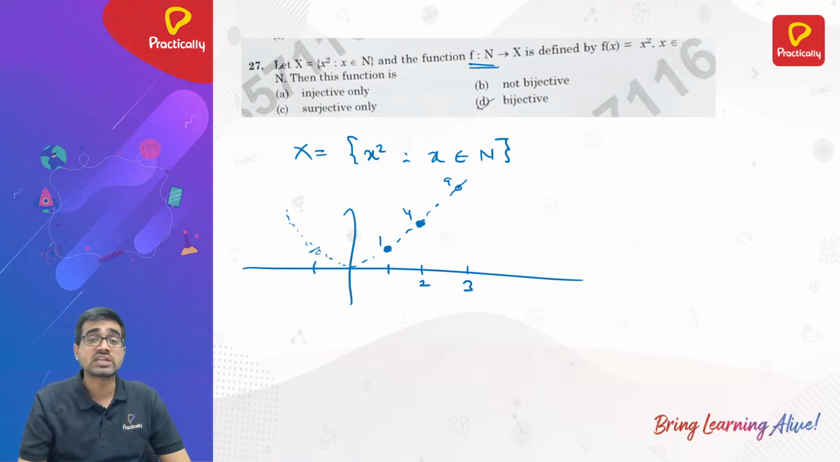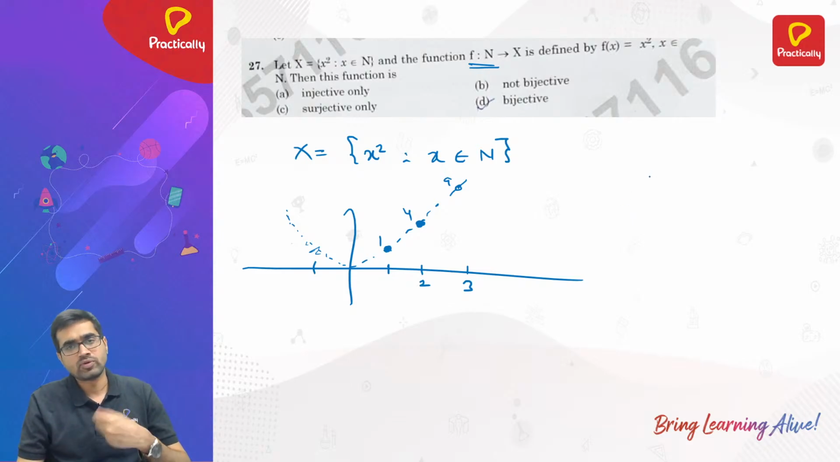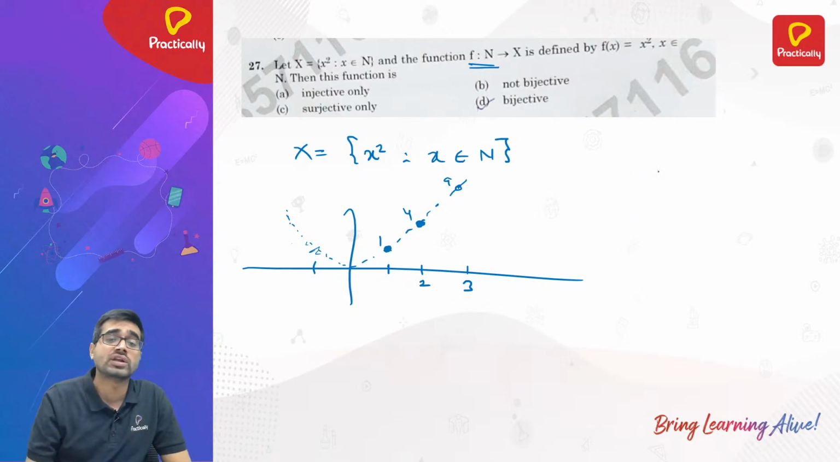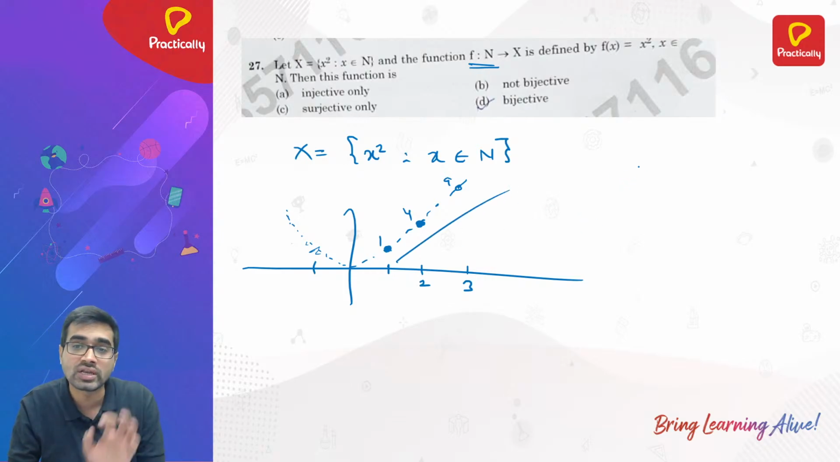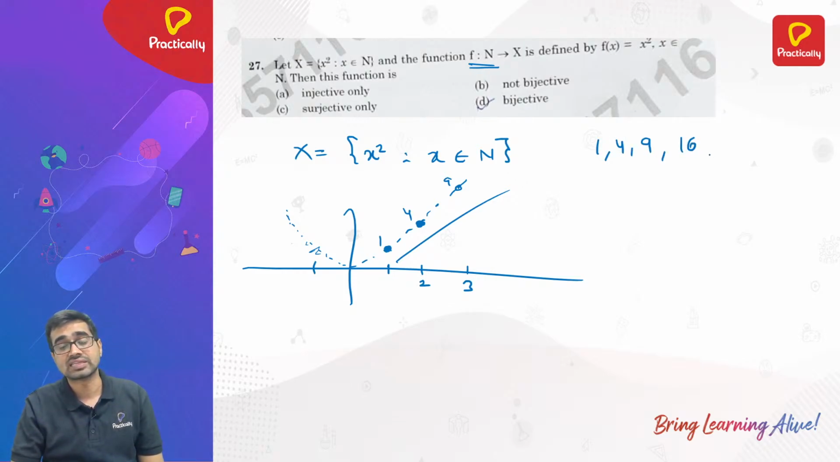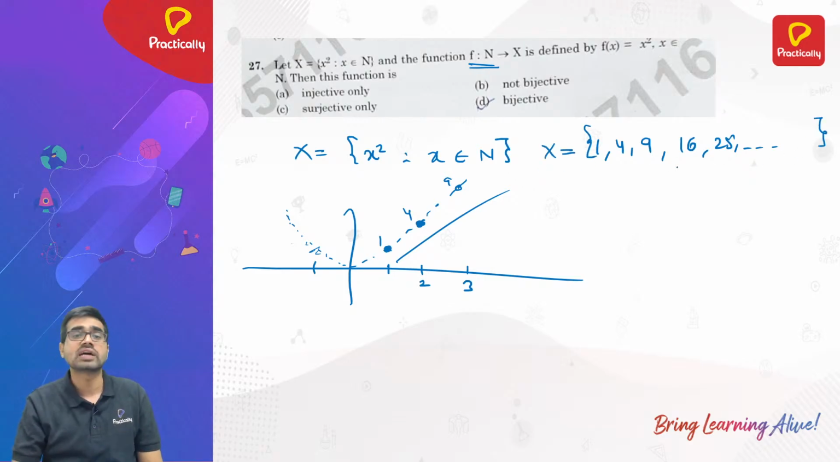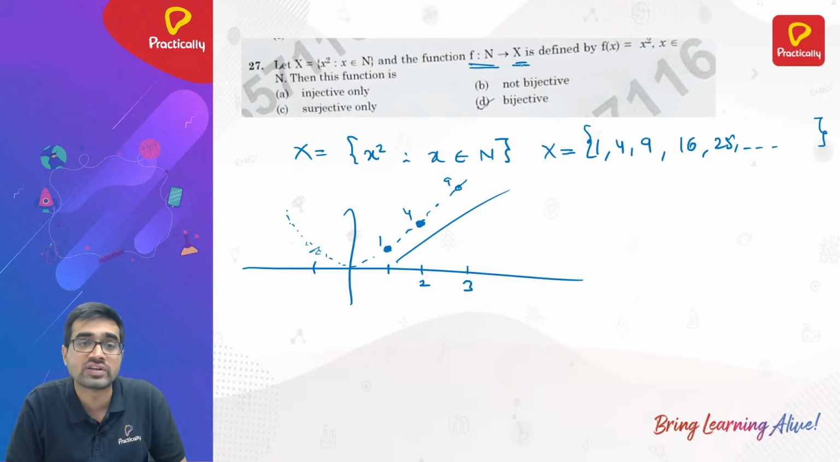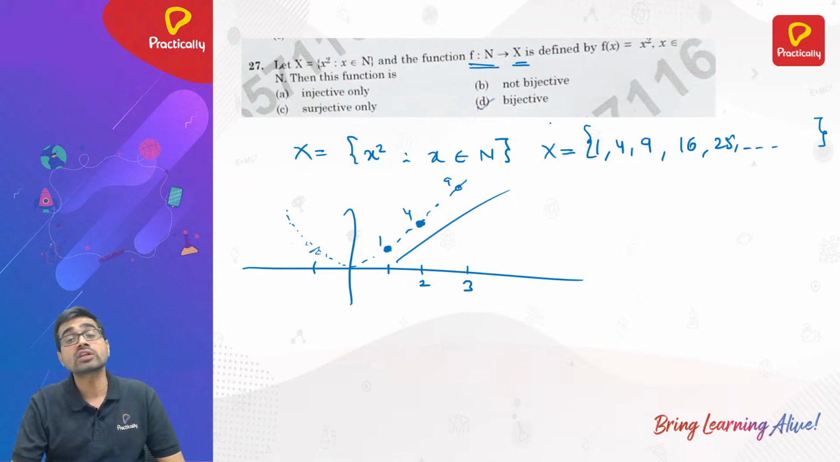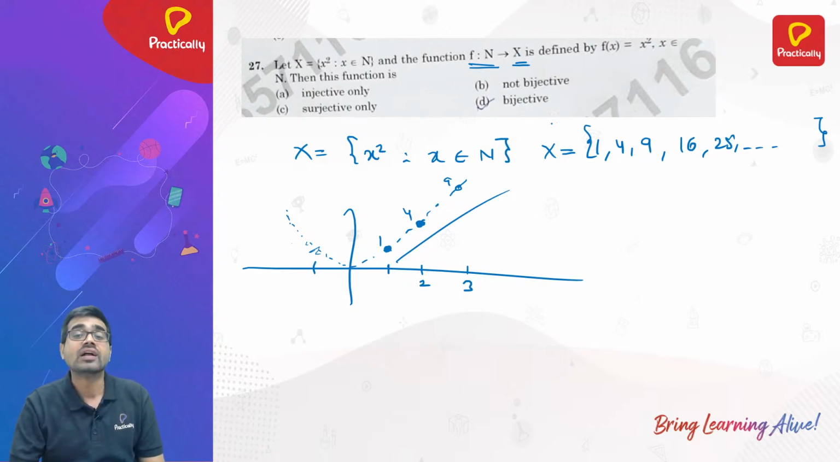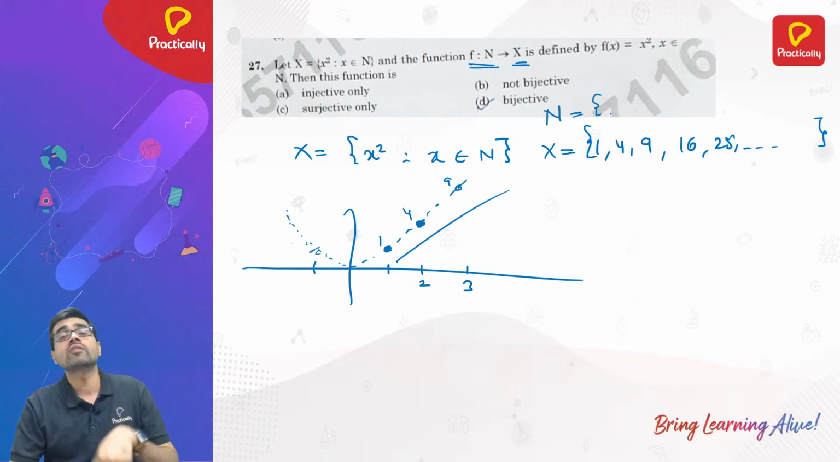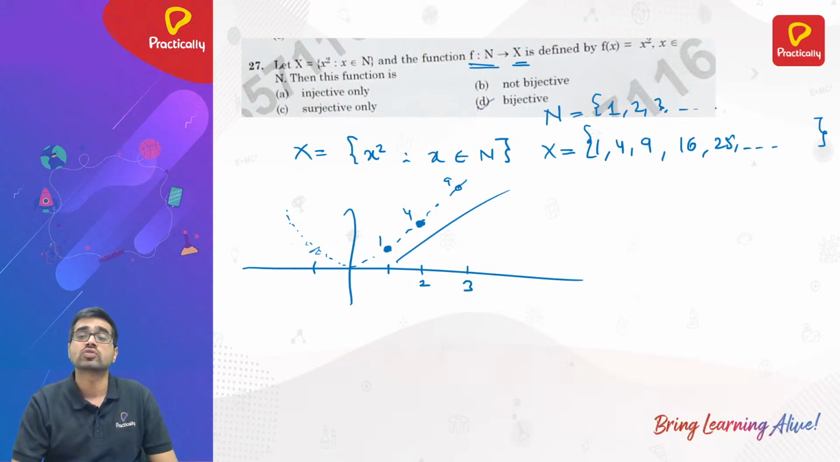Now the function is defined from the natural number set, the input is a natural number, to the set of values x takes. It takes only natural values. What are the output values? All are natural numbers. They are 1, 4, 9, 16, 25 and so on. These are the set of values of x. Then this is what the codomain of the function f is. The codomain is from this set. What is the domain of this function? It's not the range. Codomain and range are different. So the natural number set is the domain of the function f. It is from 1, 2, 3 and so on.